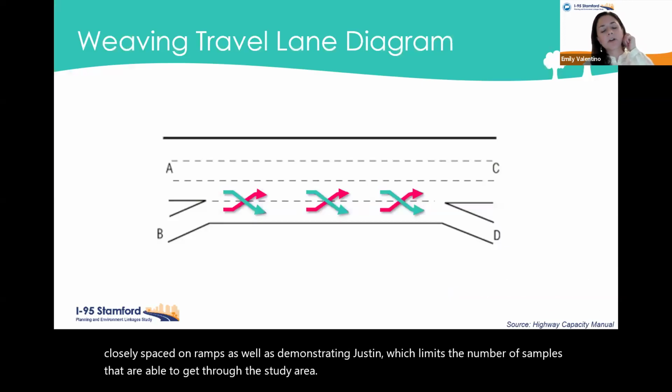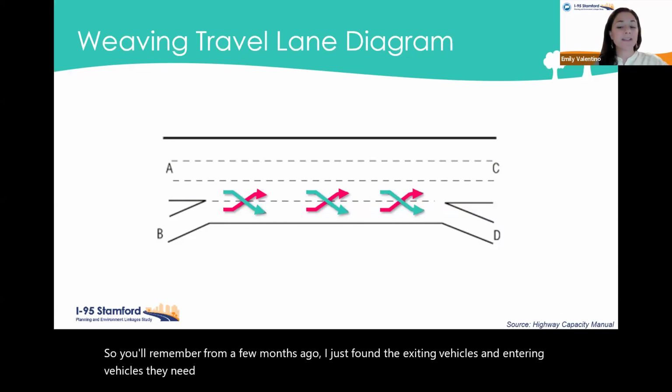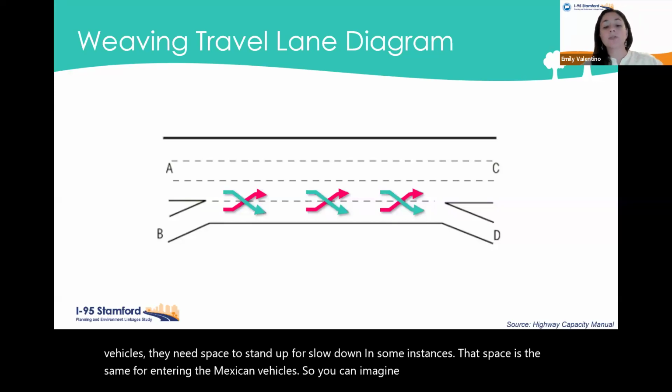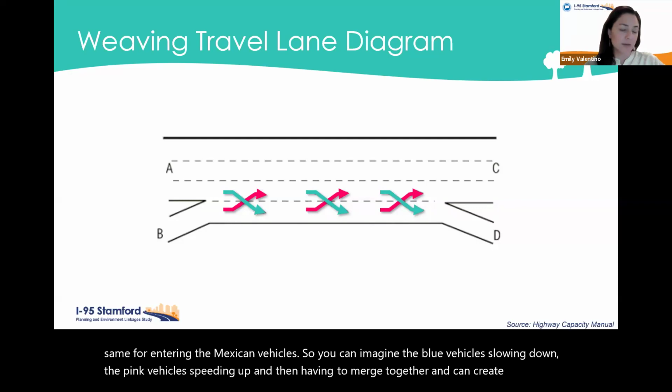So you'll remember from a few moments ago, I described the exiting vehicles and entering vehicles. They need space to speed up or slow down. In some instances, that space is the same for entering and exiting vehicles. So you can imagine the blue vehicles slowing down, the pink vehicles speeding up, and them having to merge together. That can create congestion. So we'll describe an example here.